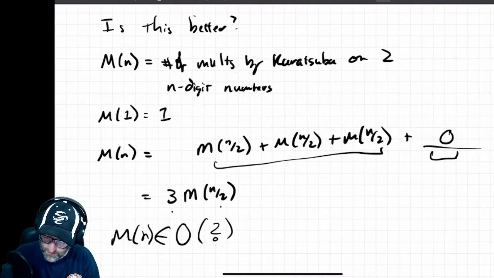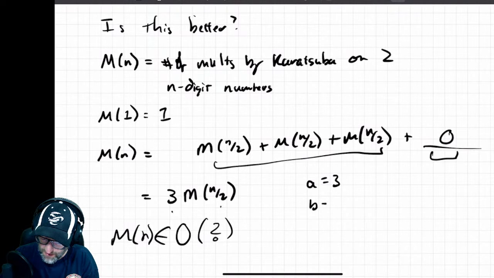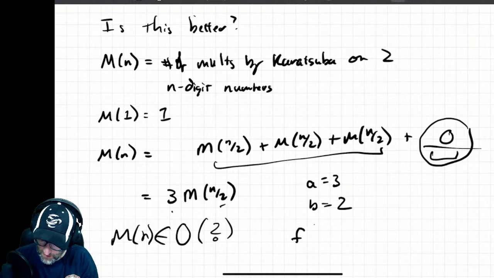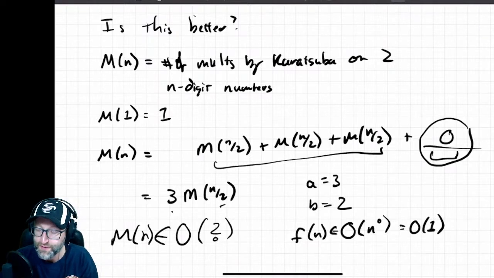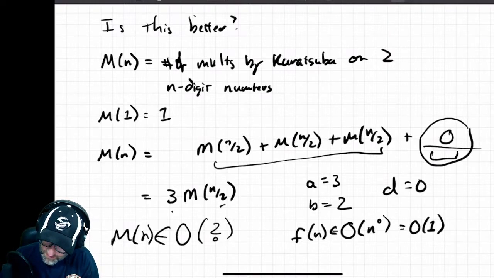What does it look like for ours? Let's go through that process. A here is 3 because I'm making 3 recursive calls. B, I'm cutting the input in half each and every single time. But what about D? There's no non-recursive work. That's still bounded by a polynomial of degree 0, because that's order 1. You're doing a constant amount of work. 0 is a constant, right? So my D here is going to be 0.